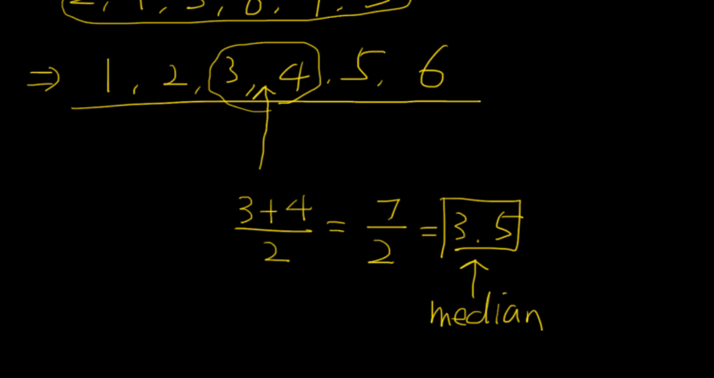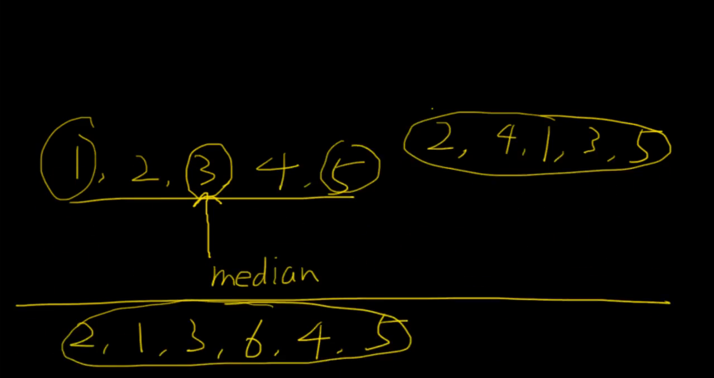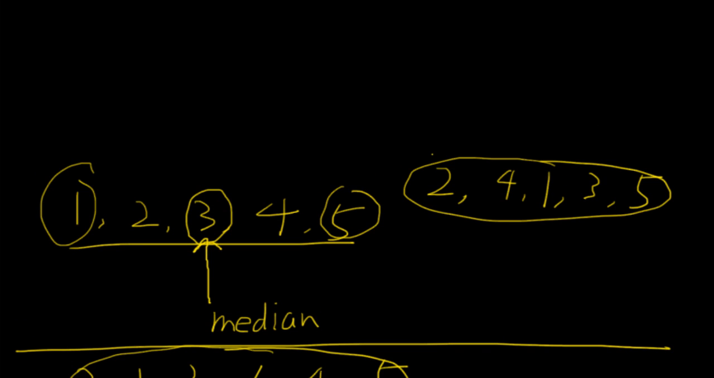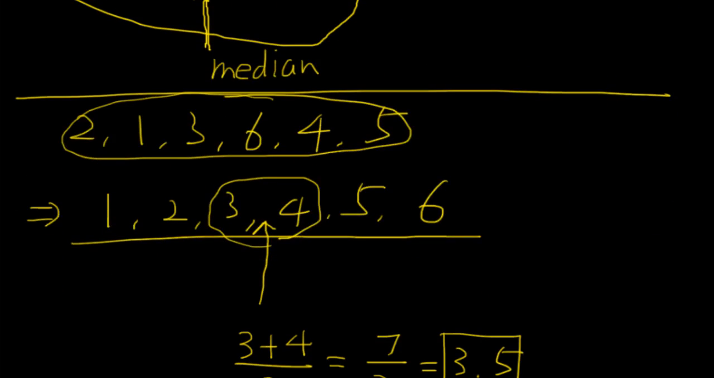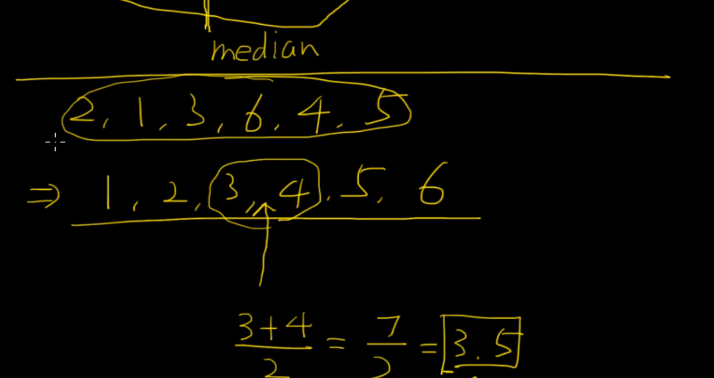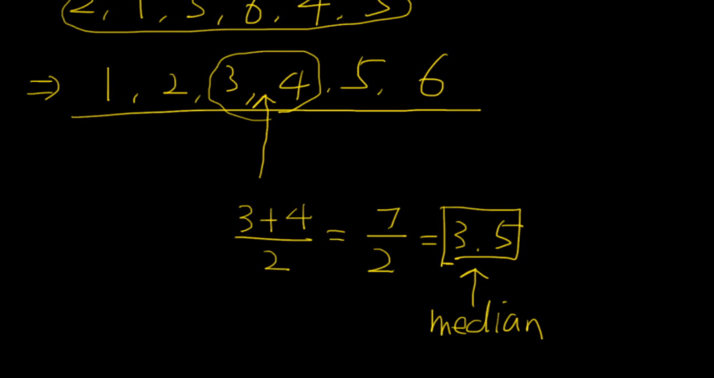This is the median value. If you have an odd number of data points, the median is going to be the middle number. But if there's an even number like this, then the median is going to be the two middle numbers, and you get the average of them. And that's going to be the median value.